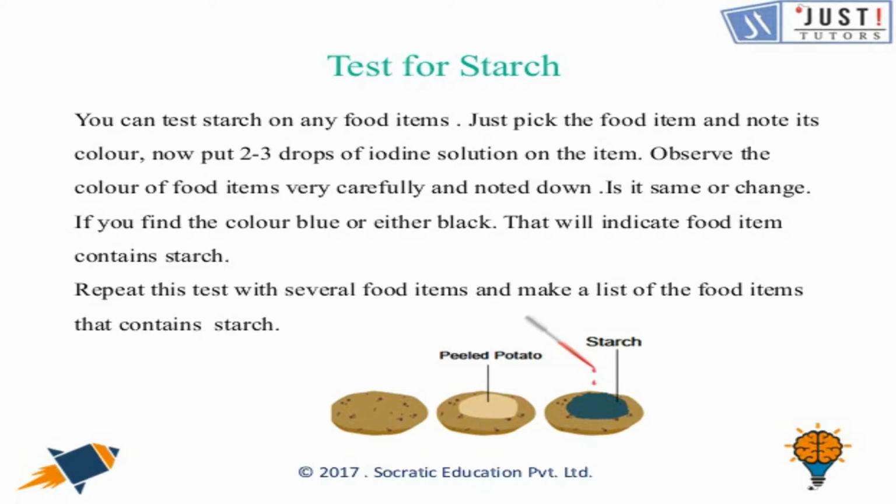You can try the same test on different food products of your choice, and you can make a list of food items that contain starch. A few examples of food items which contain starch are corn, carrots, pasta, bread, etc. So this was all about the test for starch. Now let's move forward and test for protein.